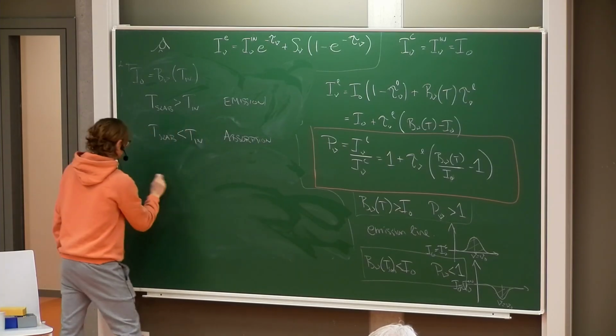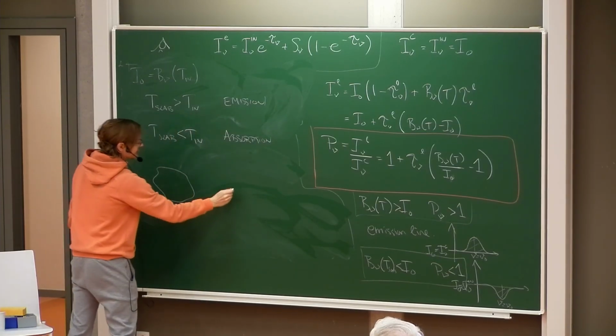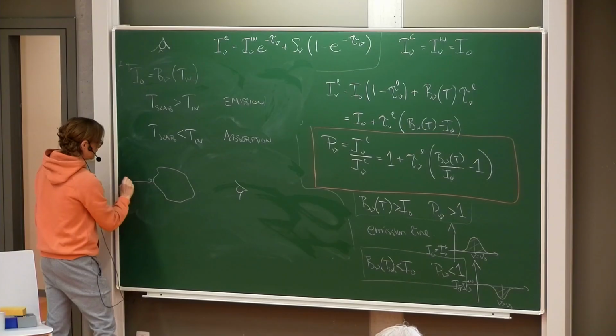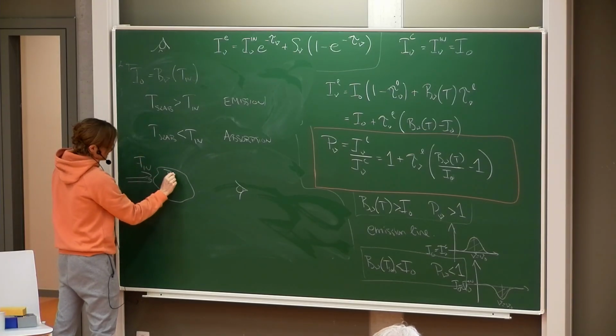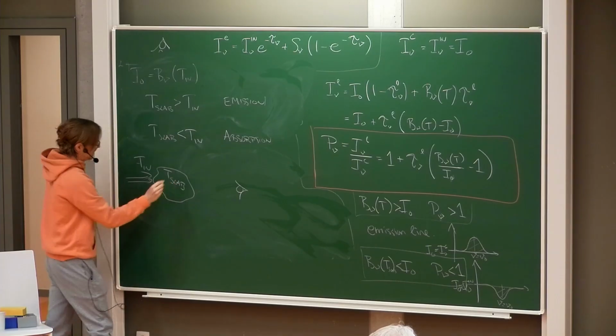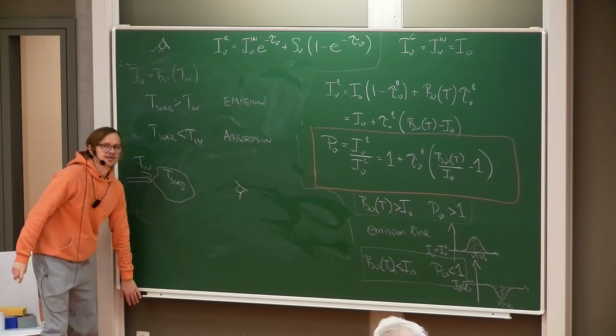Assuming the illuminating intensity of this cloud, we're illuminating the cloud with some sort of temperature T in, and then we have a temperature in the slab here. And then we get these two conditions.